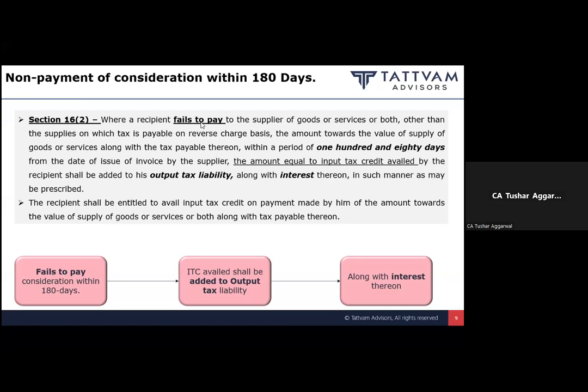When we see section 16 subsection 2, it says where a recipient fails to pay to the supplier of goods or services or both, other than the supplies on which tax is payable on reverse charge, the amount towards the value of supply of goods or services along with the tax payable thereon within a period of 180 days, the amount equal to the ITC shall be added to the output tax liability along with interest in such manner as may be prescribed. So what section 16 says is that if you fail to make the payment within 180 days of the date of invoice, the ITC will be added to your output liability. So this is the relevant section.